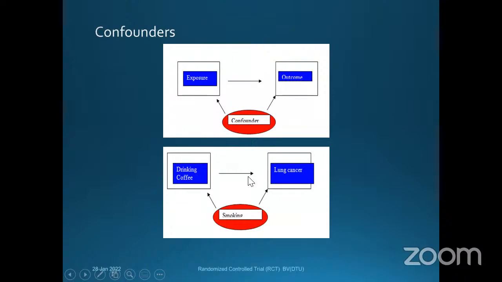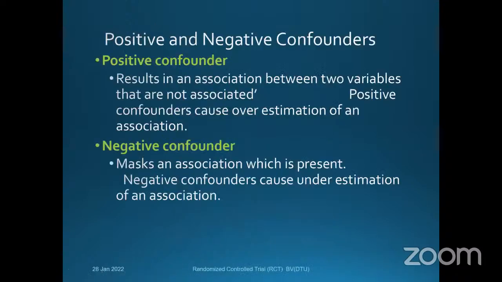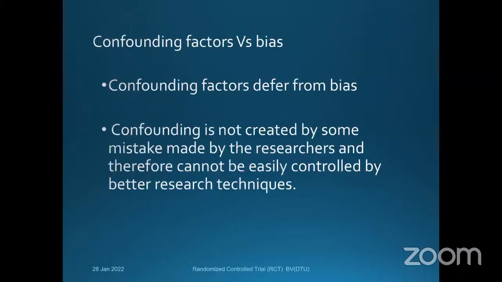Drinking coffee can cause lung cancer. Smoking can cause lung cancer. And people who drink coffee smoke a lot. So this is a type of analogy that is given for confounders. There are positive confounders, in which two variables that are not associated appear associated; they overestimate an association. The negative confounders underestimate an association. So these are to be thought of.